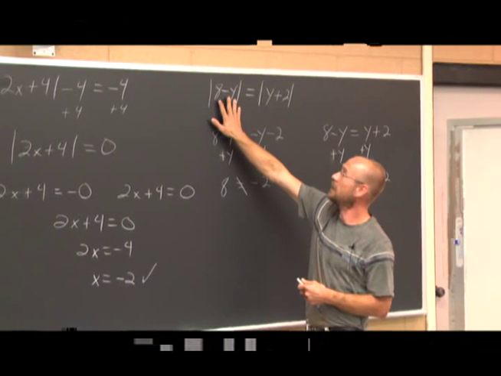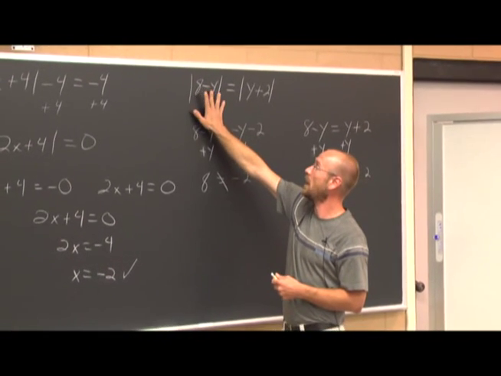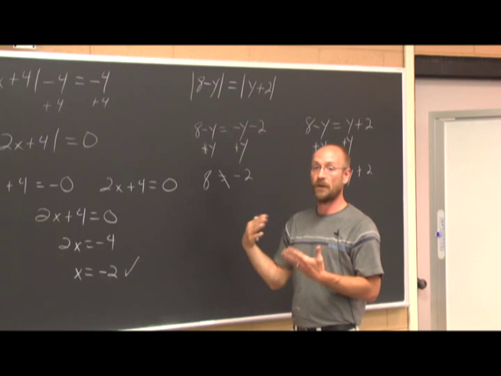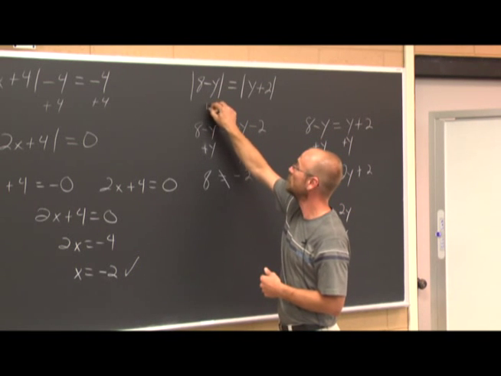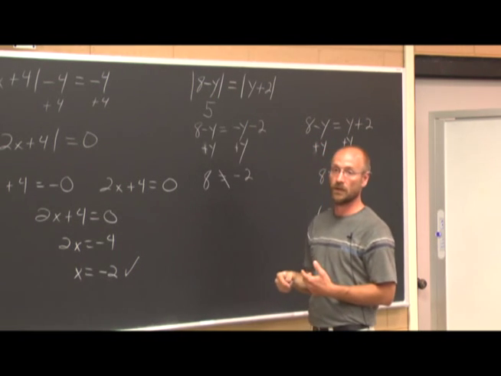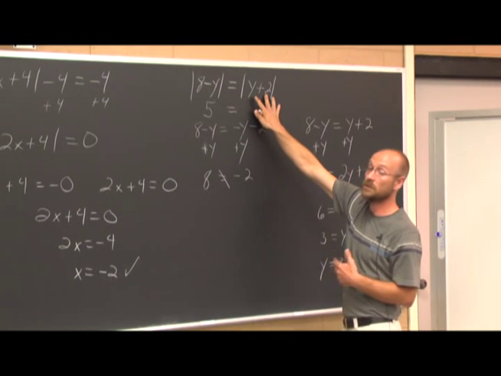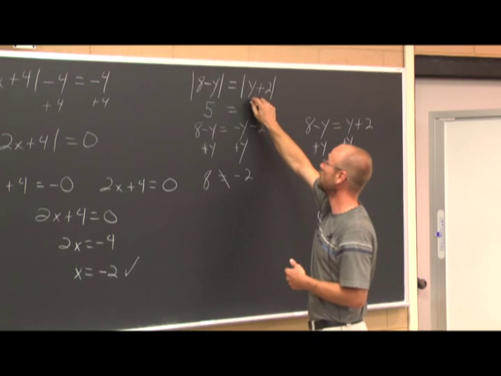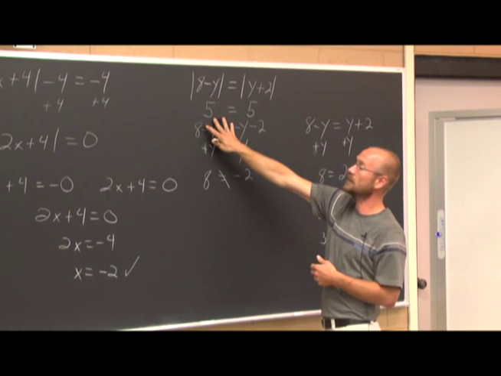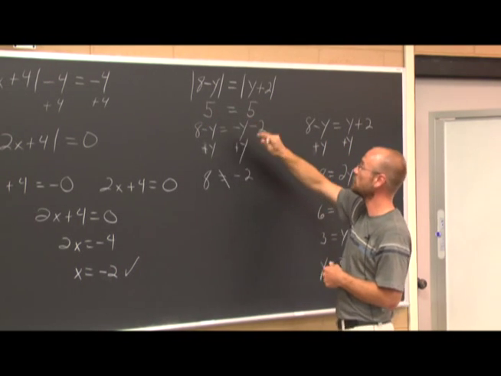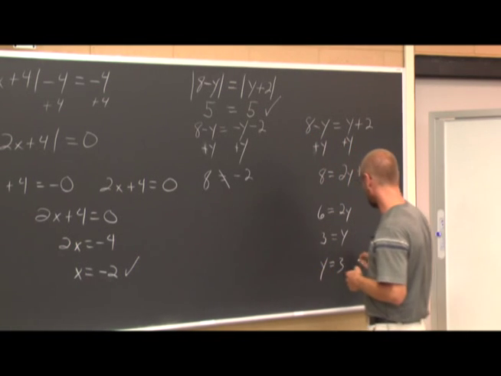So I'm going to put it in here. If y is 3, 8 minus 3 is 5. 5 lies 5 units from 0. The absolute value of 5 is 5. That's what we get there. And if I put 3 in here, 3 plus 2 is 5. The absolute value of 5 is 5. It is what it is. A true statement, 5 is 5. So we know that works.